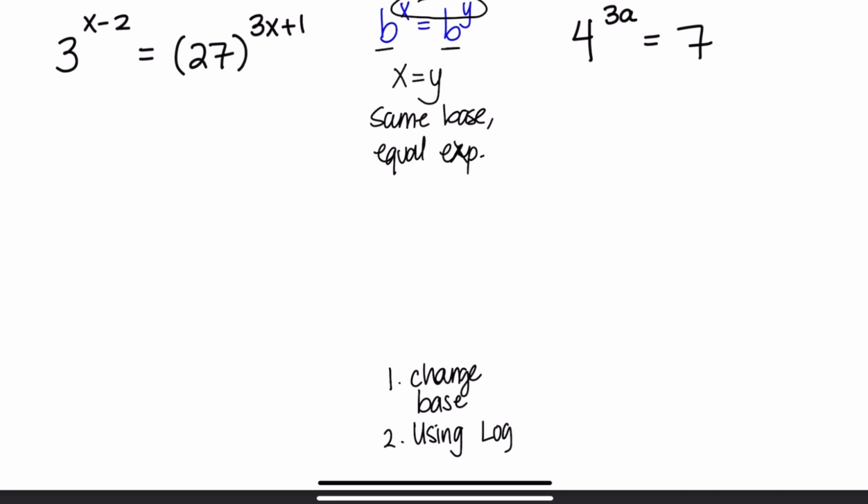We're going to use that to our advantage on this left side example, and I'll label this number 1 and number 2 so I don't get confused. So 3 to the x minus 2 equals 27 to the 3x plus 1. Clearly, I don't have the same base. My base on the left side is 3. My base on the right side is 27. Not the same number at all.